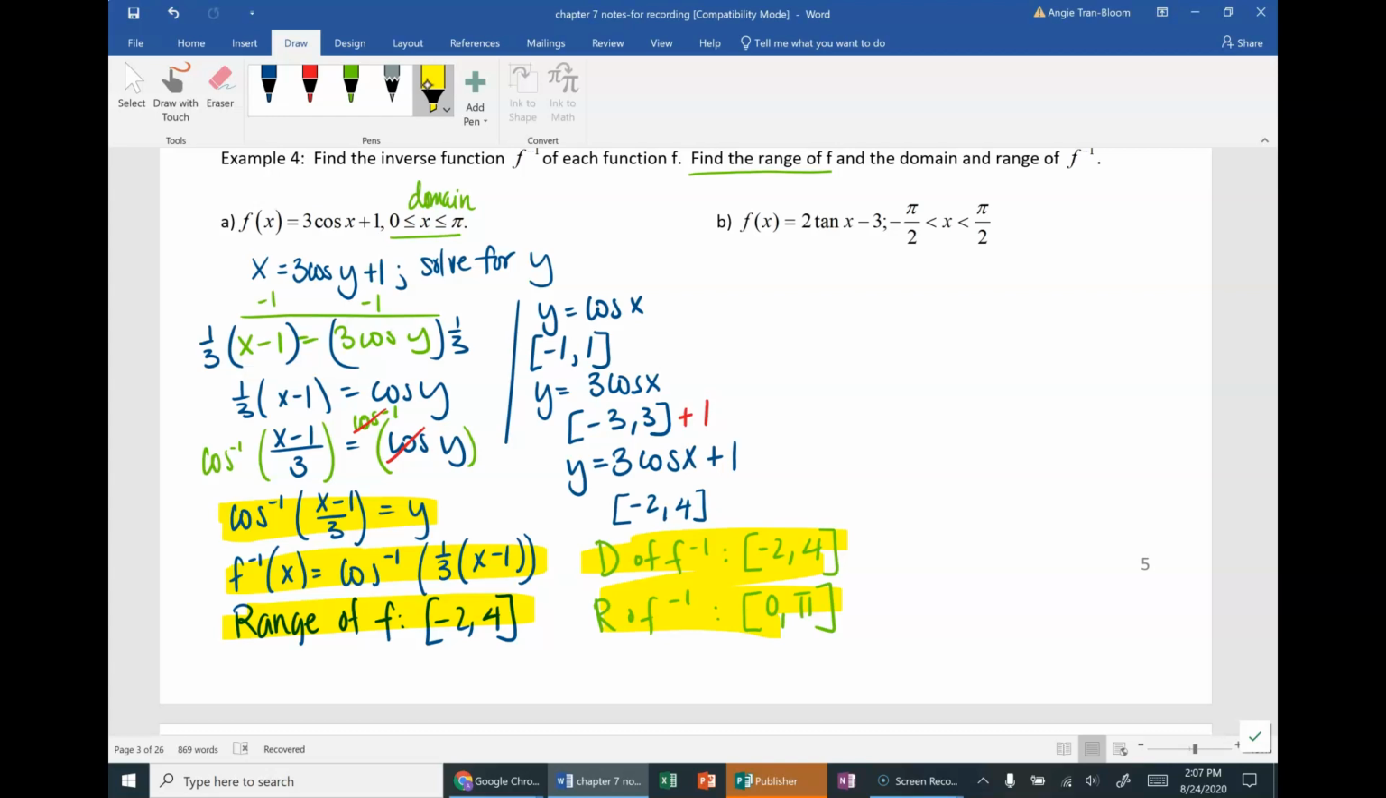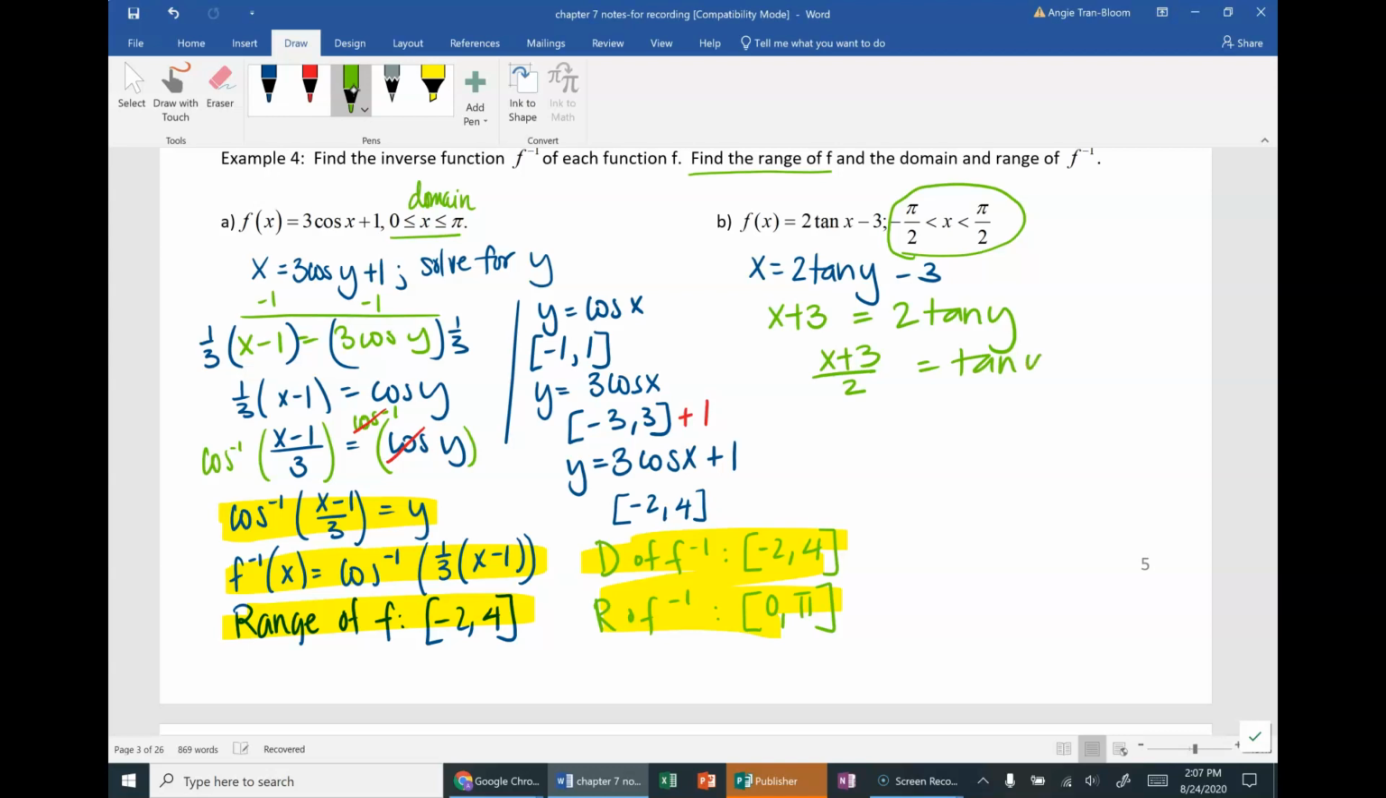Part B. Given to us, f of x equals 2 tangent of x minus 3. And they gave us a restriction from -pi/2 all the way to pi/2, which is the domain of f. So now, let's switch x for y and y for x, and then solve for y. First things first, add 3 to both sides. So now you have x plus 3 equals 2 times tangent of y. Divide both sides by 2. So now you're going to have x plus 3 all over 2 equals tangent of y.